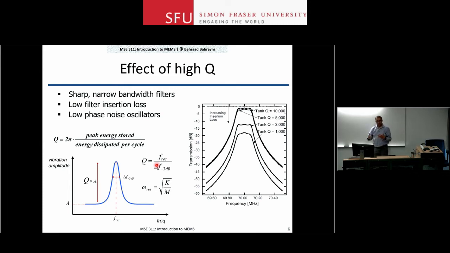And then if you couple these properly to each other, you can get sharper and sharper filters. So this is a bandpass filter made of coupled oscillators, and you can see as you increase the Q, you get lower loss through the filter and sharper frequency response.